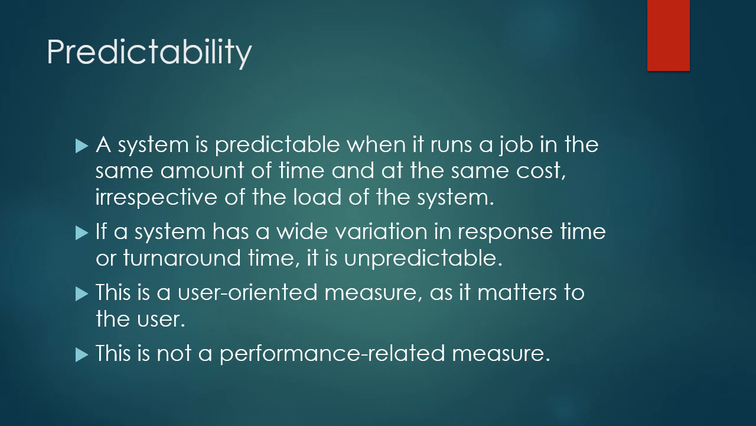What are the adverse effects of unpredictable systems? Users do not trust them. Users always opt for predictable systems. This is not a performance related measure. We cannot measure how predictable a system is. Fast systems may be predictable or unpredictable. Speed has nothing to do with predictability.